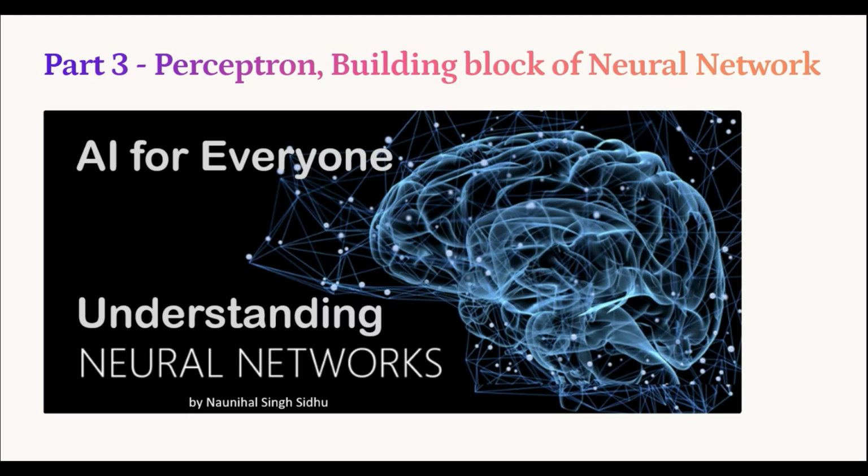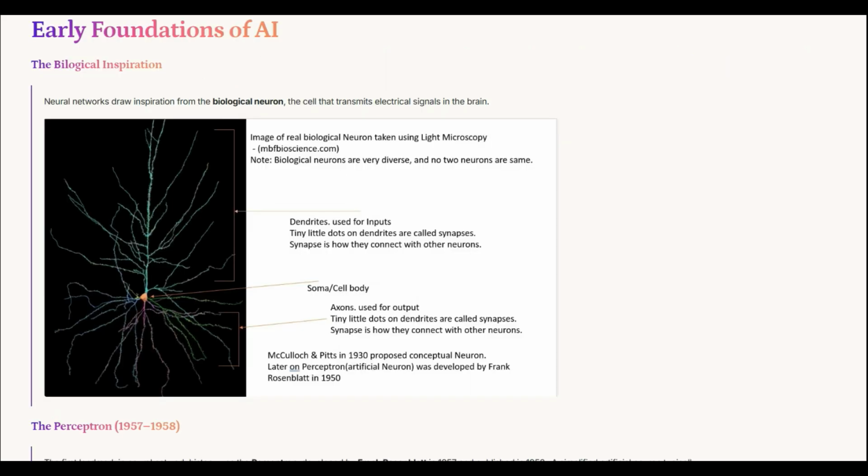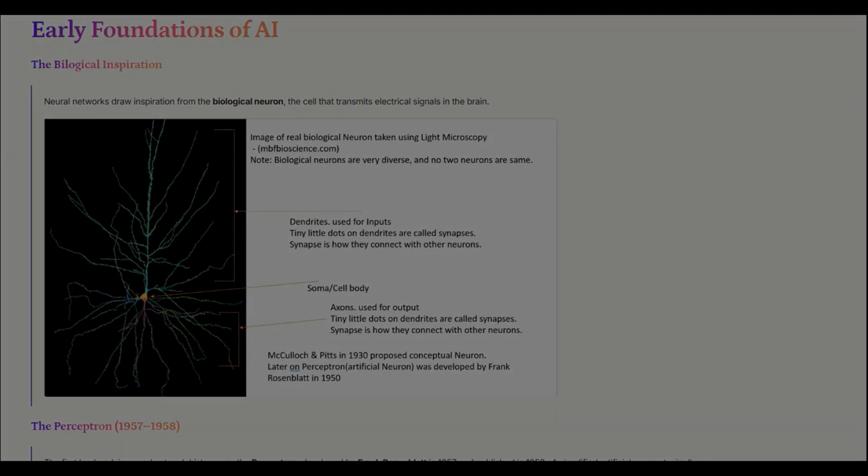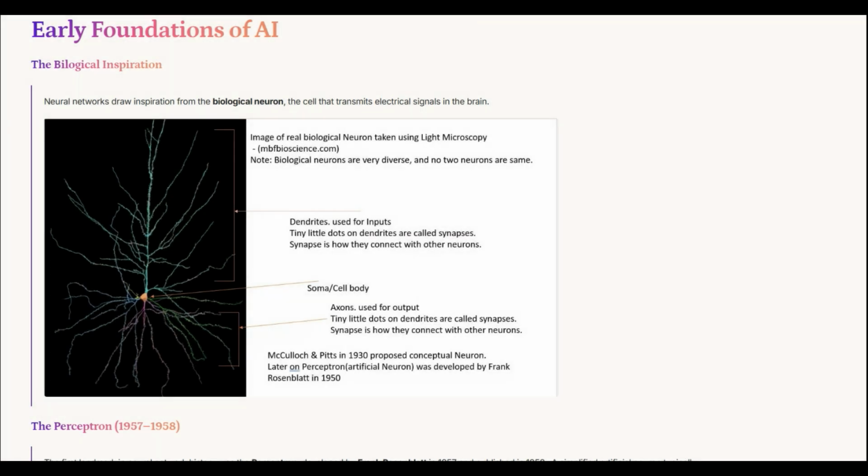This is part 3, Perceptron, a building block of neural network of the series AI for Everyone. Enough about AI history and background. Now let's deep dive into our topic of LLMs.